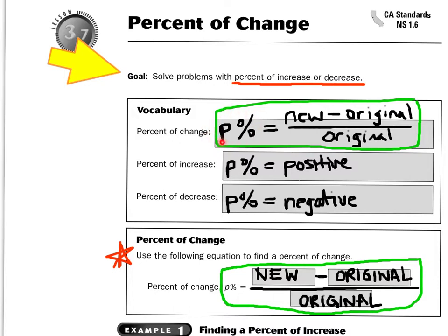The percent of change is always equal to the new amount minus the original amount over the original amount. So we're going to be changing a fraction into a percent. Now, a percent of increase would mean that we would get a positive answer after we do that. A percent of decrease means we get a negative answer after we do that. So this is really important, put a red star. This is what we're going to be using over and over again. Percent of change always equals the new amount minus the original amount over the original amount.